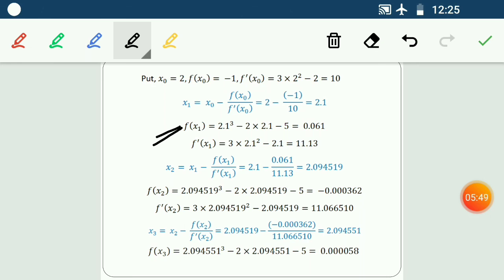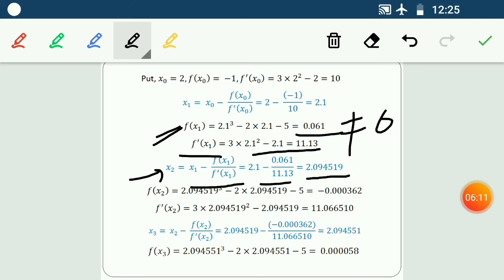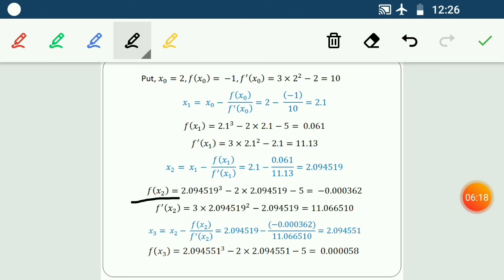Okay, so now we have this f of x1 as 0.061. This is not equal to 0, so that means what? We have to go for a further iteration. So for further iteration I want f dash x1, so we have calculated this value, and this is the equation for my next iteration, that is the value of x2. So we kept all the values here, and I got the value of x2 like this, 2.094519. So what is my f of x2? That is coming as like this.